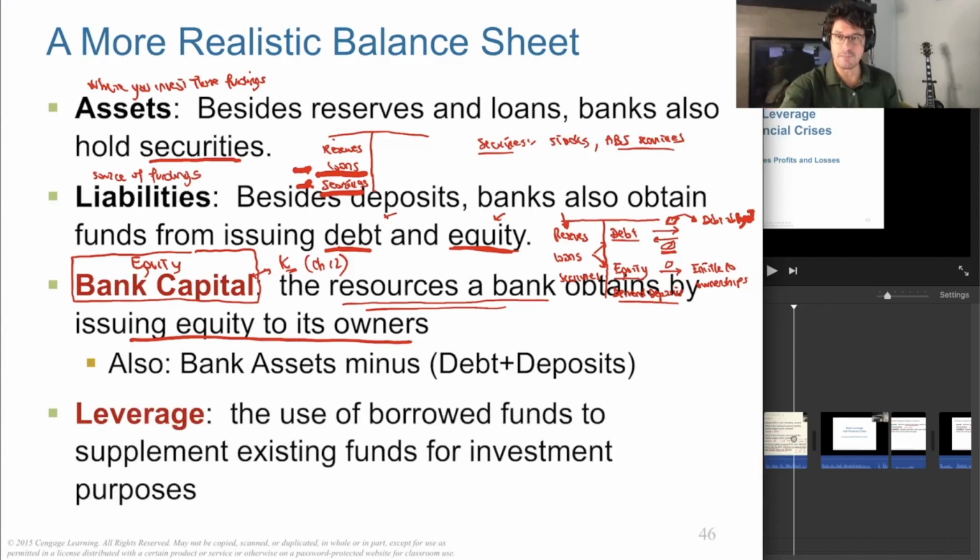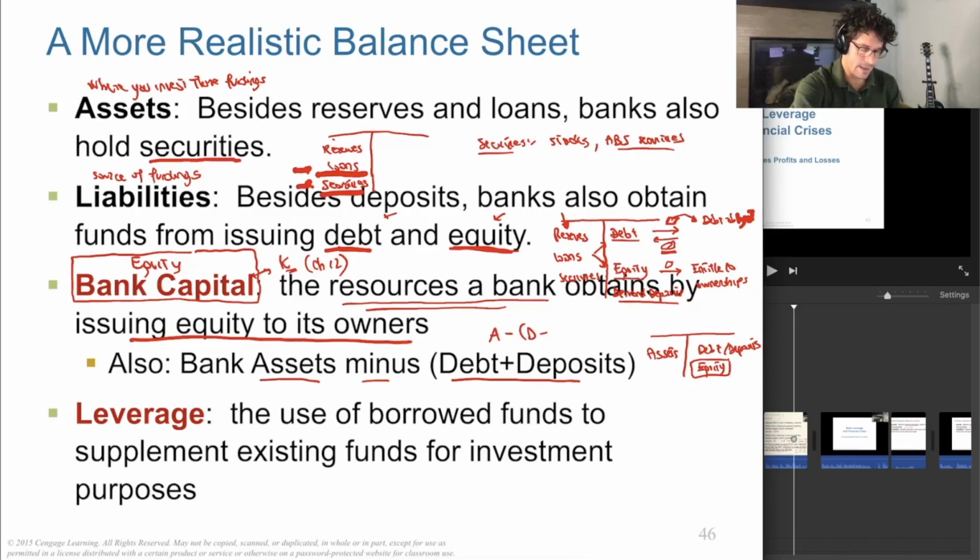Okay, so now that we have all these pieces, we can define leverage. By the way, what is the equity? Let's suppose you have here debt, equity, and then these are the assets. What is the definition of equity? It is assets minus debt plus deposits. Okay, so assets minus debt plus demand deposits is equal to equity, as by our T balance sheet.